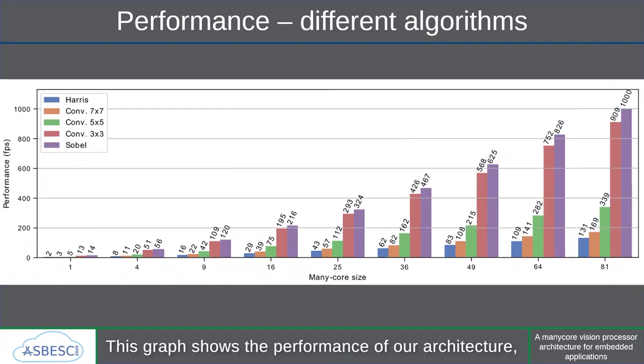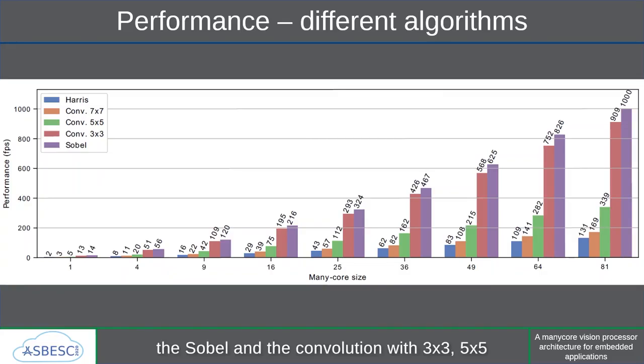This graph shows the performance of our architecture in frames per second for the Harris corner detector, the Sobel, and the convolution with 3x3, 5x5, and 7x7 masks for different amounts of tiles.